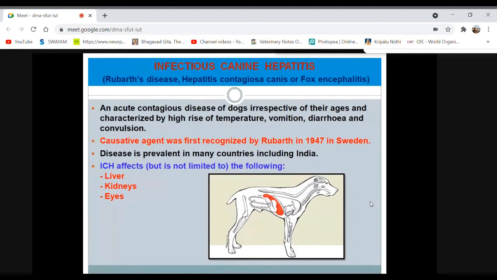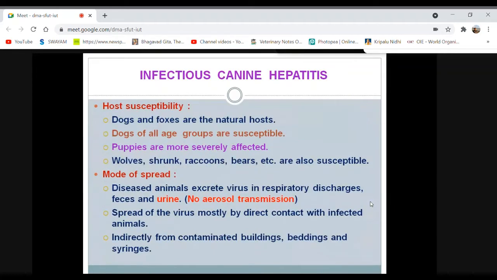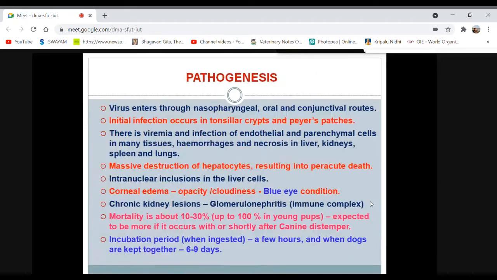Very typically, first let me tell you the causative agent: it is caused by canine adenovirus type 1, and the genus is known as Mastadenovirus. Here I would like to tell something. These things, the host susceptibility and the mode of spread, I will skip. It is not difficult to understand, so please go through it. And now I'm coming to the pathogenesis.